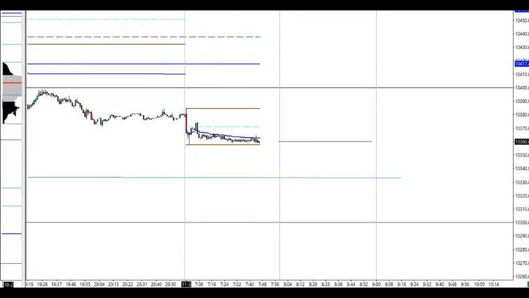Okay, hello everyone. So let's see where we are today. We are just trading a very tight range below VWAP here. This is yesterday's low. We need to see if we go there and hold for a move higher, or on the other hand, if it holds and trends lower.